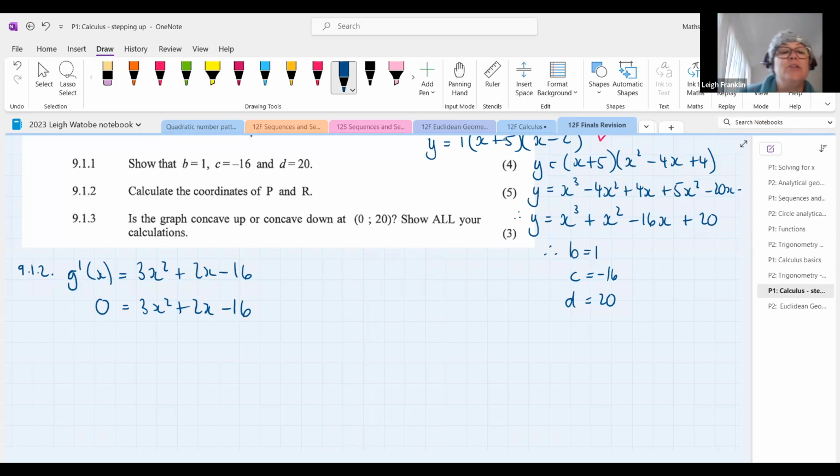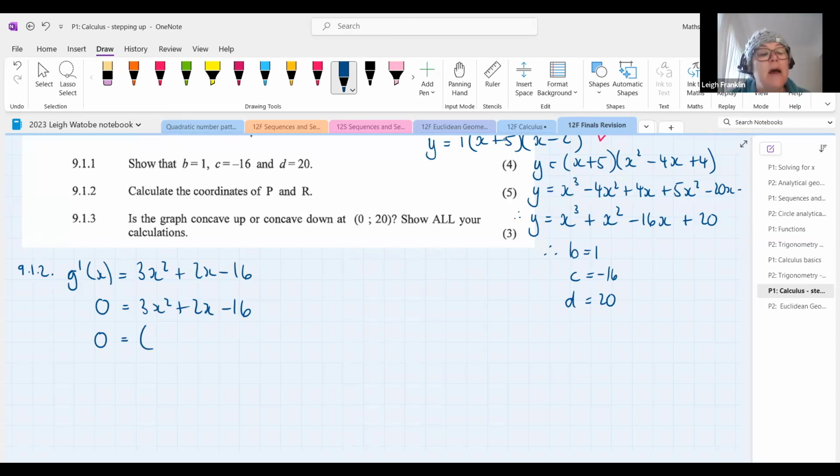And now I need to solve for x. So either I can factorize, or if my factorizing is not great, I can use the quadratic formula. Remember, when you use the quadratic formula, remember to show that you've subbed into it. Don't just write the formula on the page and then pick up your calculator and write down the answers because you're going to get penalized for that. So make sure that you've shown that you sub into the formula.